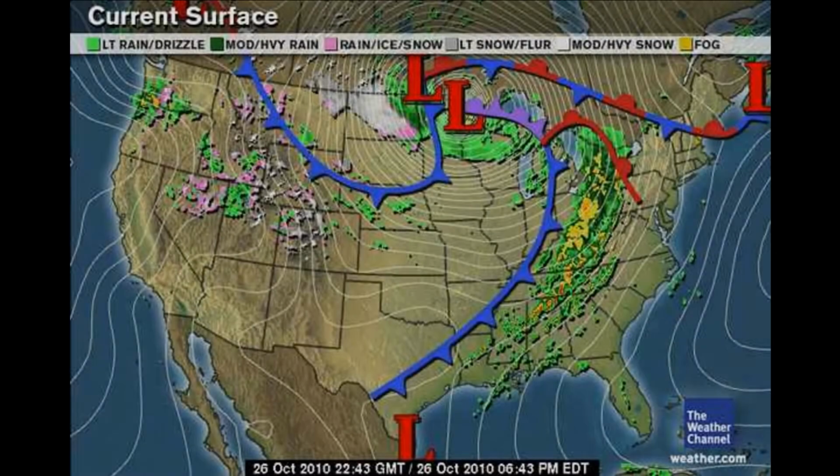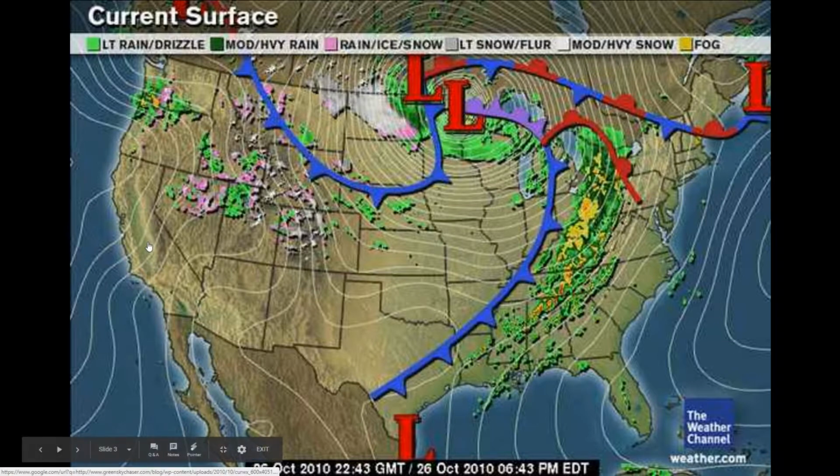Let's take a moment to talk about fronts. Fronts you see on a weather map. Here's a good example of a weather map taken from the Weather Channel, where you see cold fronts in blue with the triangles, warm fronts in red with the circles, and you also see a stationary front located up here with the alternating red circle, blue triangle.